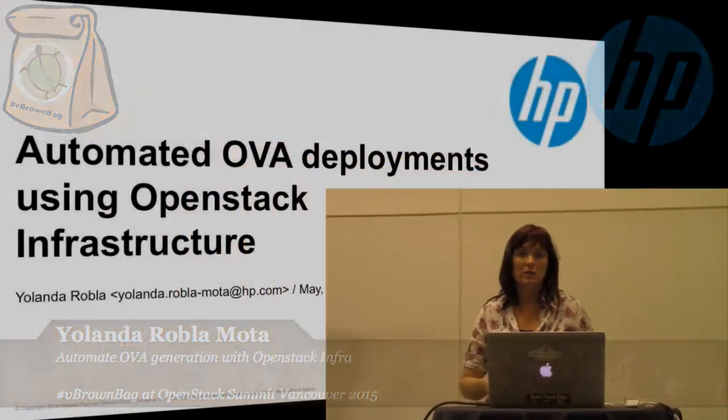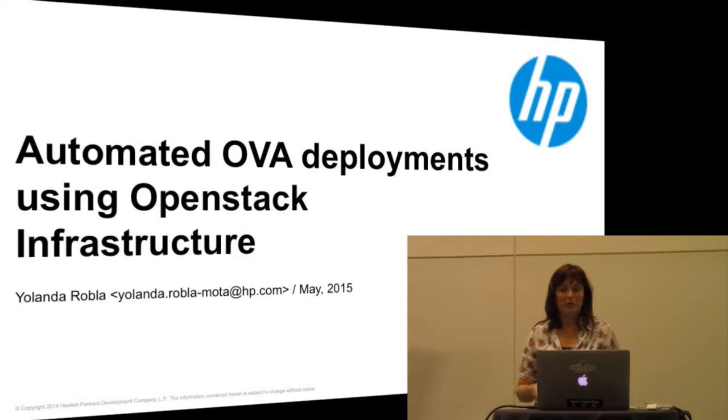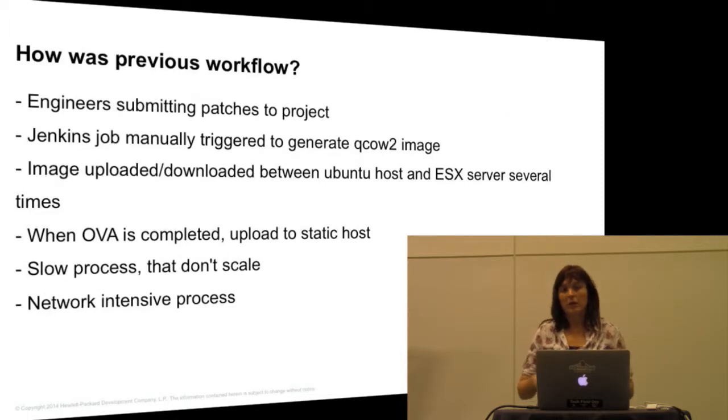And today I'm going to explain a successful use case of automating OVA image deployment using OpenStack infrastructure tools. Okay. So I'm going to explain how the old workflow was and how we have improved it using some tricks and using the OpenStack Infra tools that we have, like Jenkins and Nodepool.